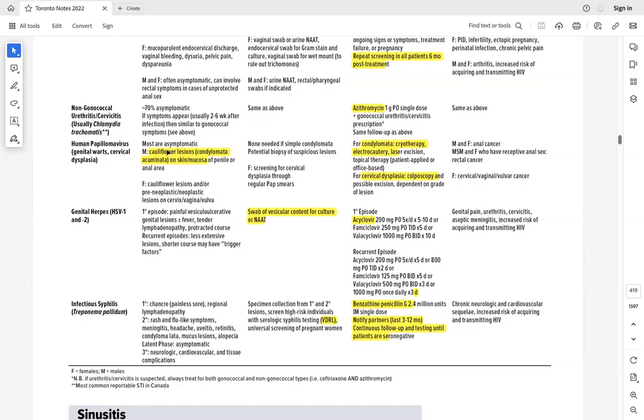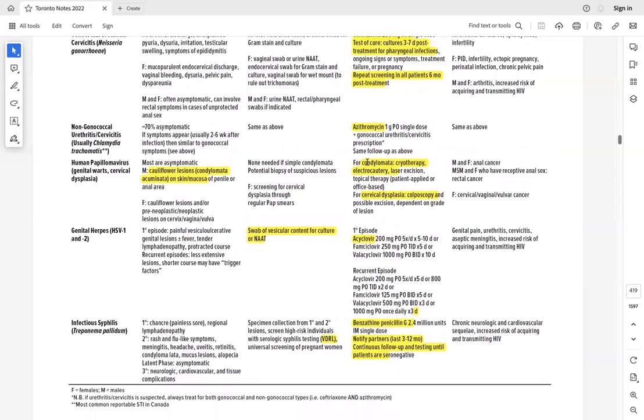Okay. So they might be asymptomatic, or they might just present with condylomata acuminata, or it might be an accidental finding on the pap smear in females, something abnormal in the pap smear. So we will move on to the next step. And what is the treatment for condylomata? It is cryotherapy, electrocautery, laser excision. We have to remove it.